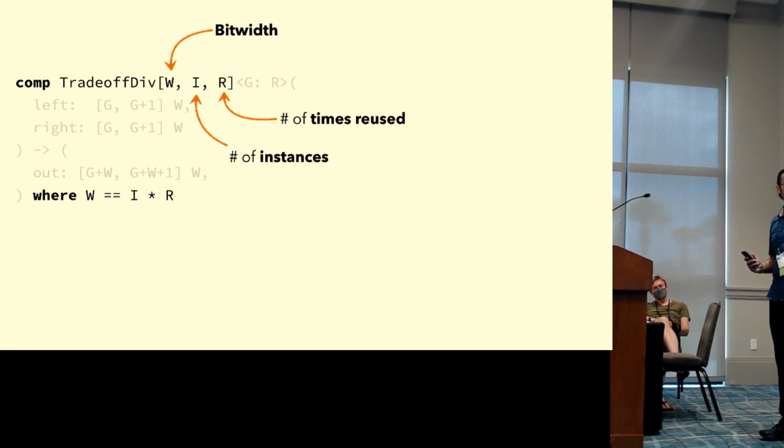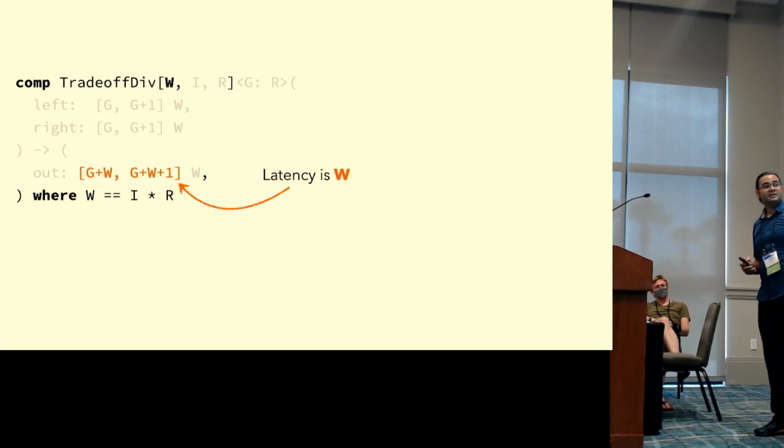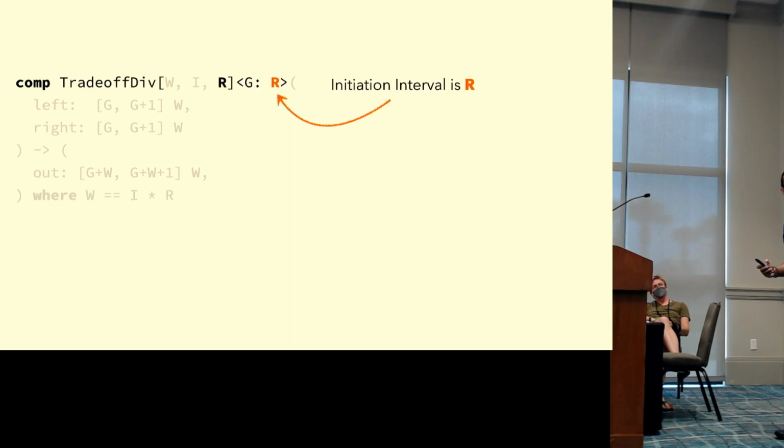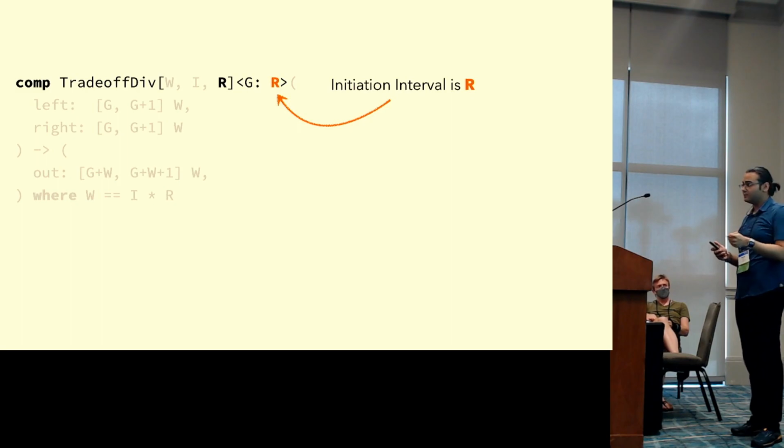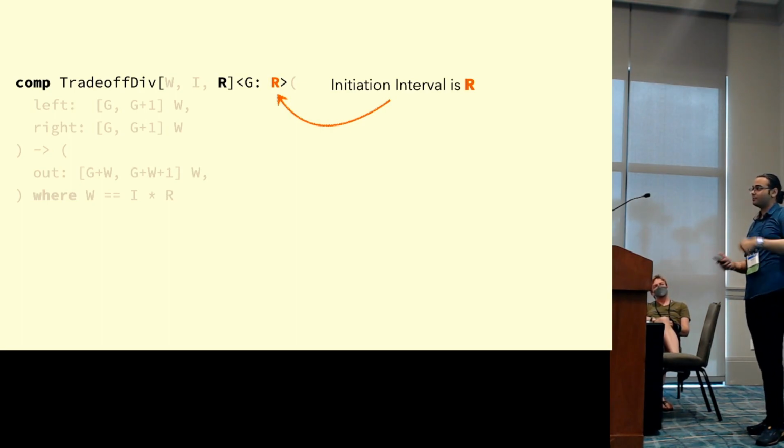And then we say there's a constraint that I times r, which means the number of instances times the number of times each instance is reused, is equal to w. This is needed because we need to apply f exactly w times. Next, we can look at the output, and we know the latency is w, because it's captured right here. Finally, we can look at that delay, and we know the initiation interval is r, which means if you have a design that reuses each f 2 times, that is your divider needs to wait 2 cycles before providing inputs.